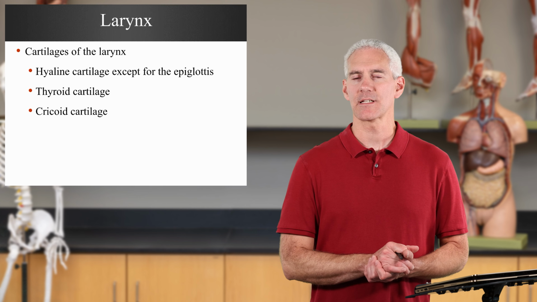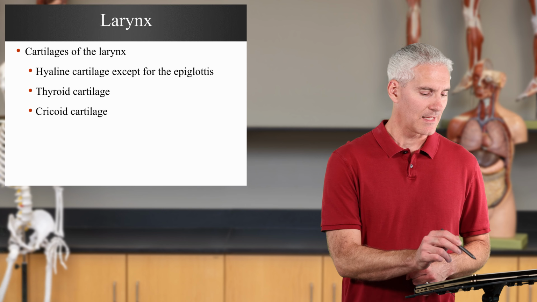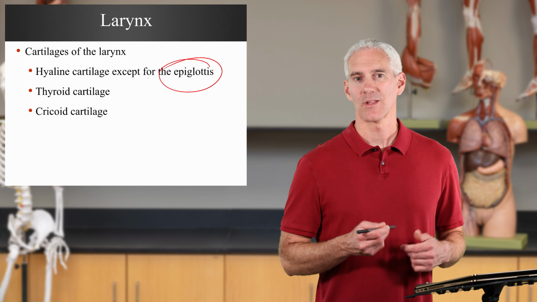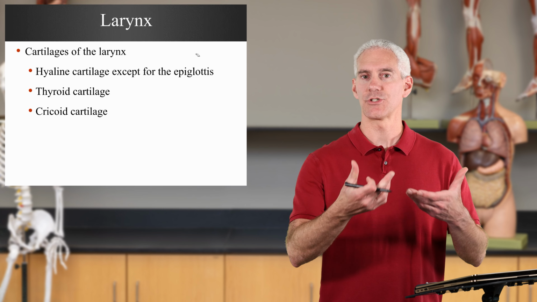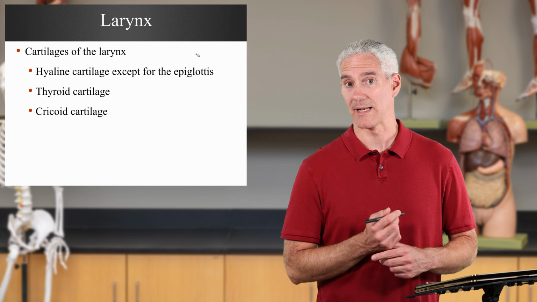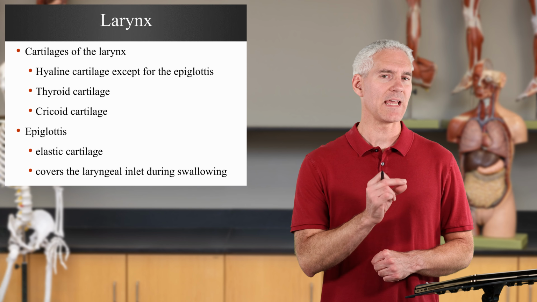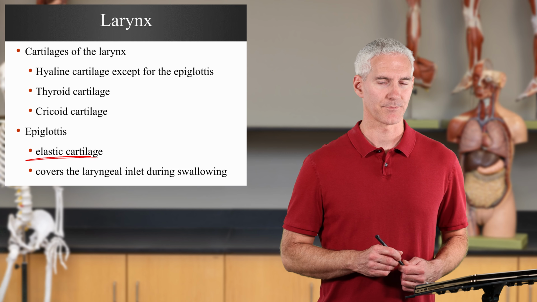Now, in the larynx, the cartilages. Hyaline cartilage is predominant, except for the epiglottis. We'll get to that one in a second, the epiglottis. The thyroid cartilage is a certain sheet of cartilage, and that's made out of hyaline. The cricoid cartilage also made out of hyaline. But then the epiglottis is made out of elastic cartilage.